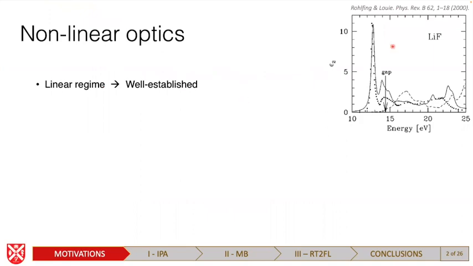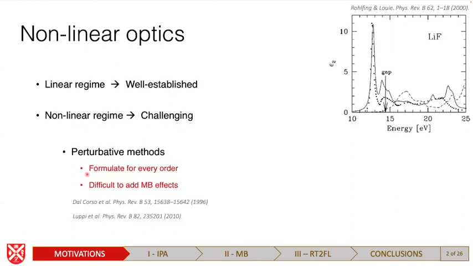Already 20 years ago, we were able to describe excitonic effects and calculate spectra in a number of experiments. But the nonlinear regime still presents some challenges with respect to the cost and complexity of the schemes involved. So on the one hand, we have perturbative methods, which are difficult because they have to be formulated for every order specifically, and also it is not straightforward to add many body effects to them.